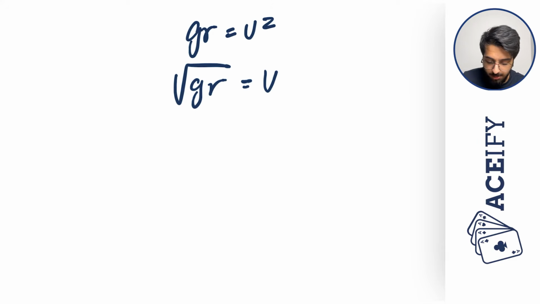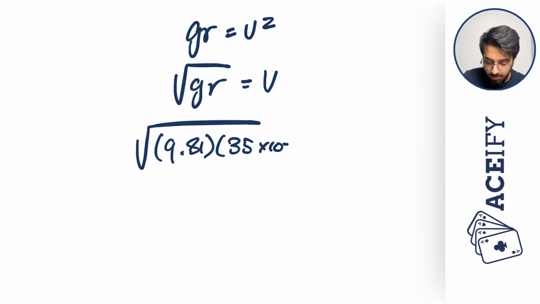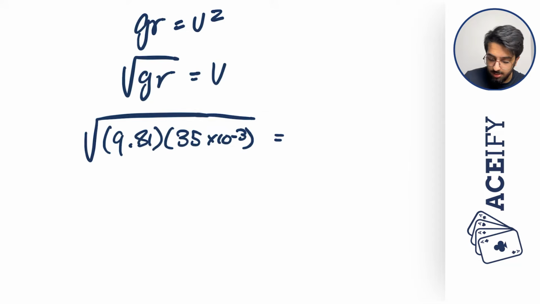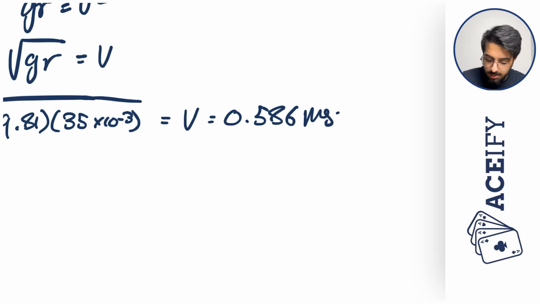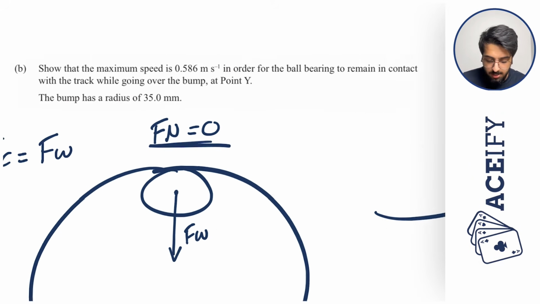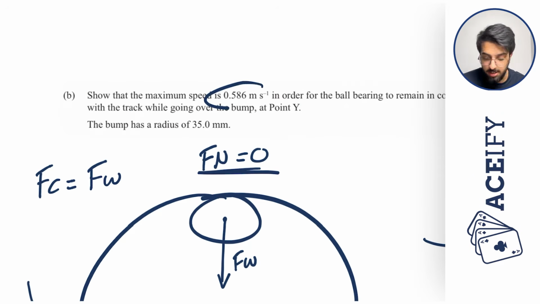Now, plugging in our numbers, we obviously know that g is 9.81, and our radius is 35 times 10 to the negative 3, again converting to meters from millimeters. And this gives us a velocity of 0.586 meters per second. And I believe that is the value that we are trying to find right there.